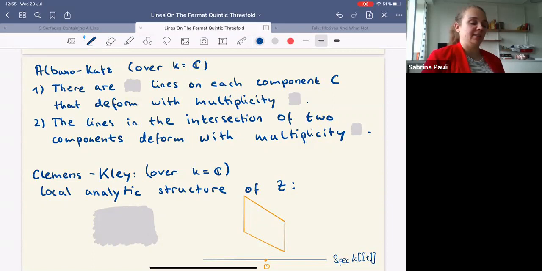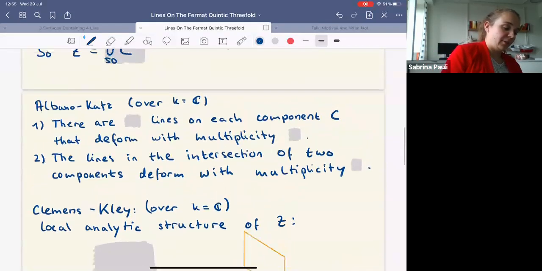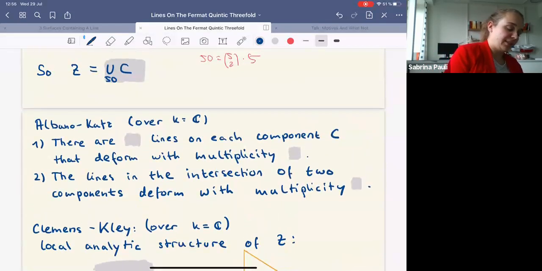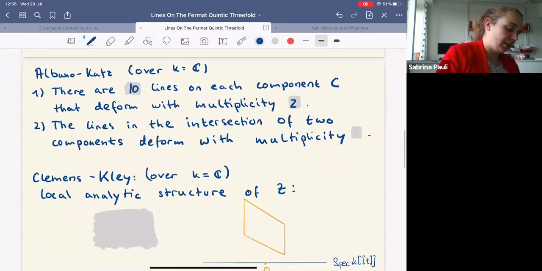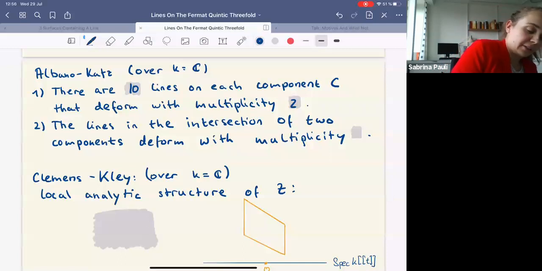And they also looked at deformations of this Fermat quintic threefold. And what they found is that on each of those components C, there are 10 lines that deform with multiplicity 2. I'll show you in a picture later what this means. And then they also looked at lines which lie in the intersection of 2 components. There are finitely many of those, and those all deform with multiplicity 5.